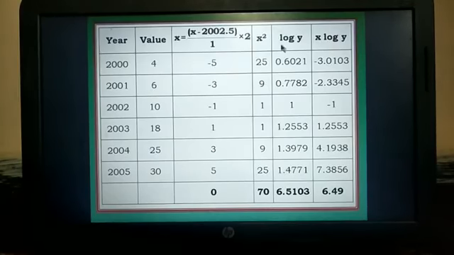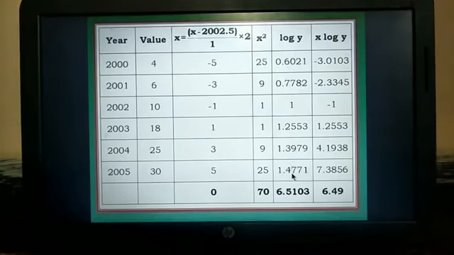And next we needed log y. Y values are here. Look at the cursor. Log y values we need, so log of 4 is equal to 0.6021. Log of 6 is equal to 0.7782. In that way, till log 30, which is 1.4771, it is to be calculated.